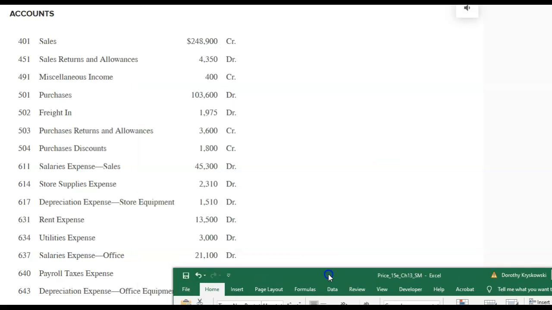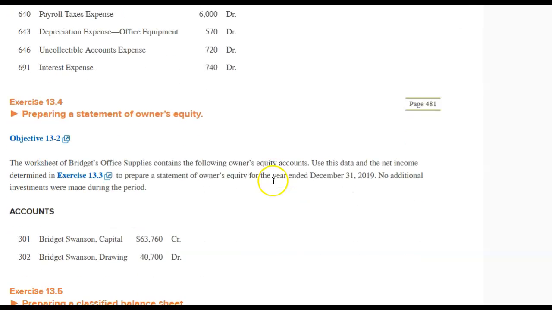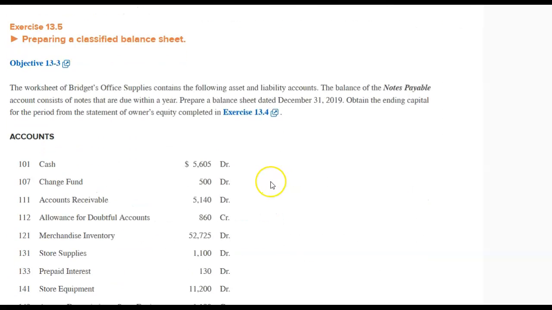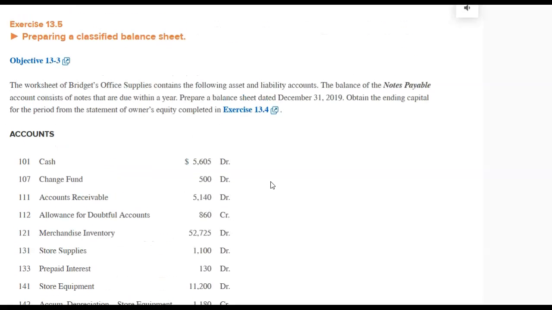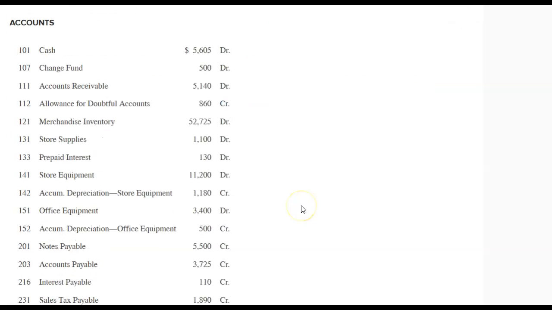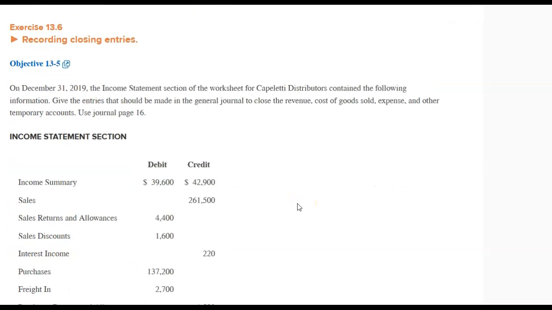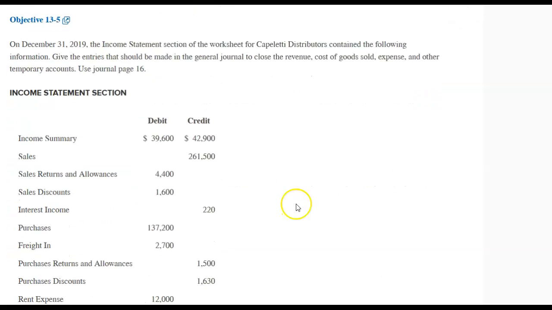Last exercise looks like journal entries. The classified balance sheet is 13.5. That's what we just did, I believe. 13.6, recording the closing entries. First thing you do is close the revenue accounts. Then we close the expense accounts. Then we close the income summary. And then we close the drawing account. That's the order we have to do it in.